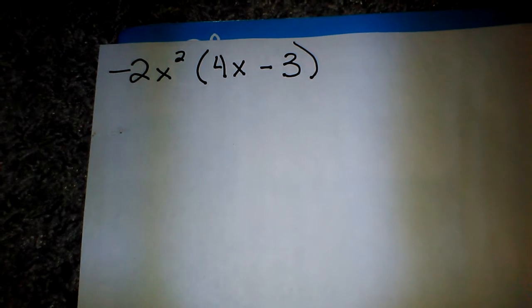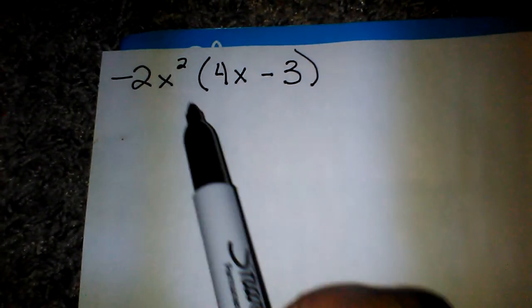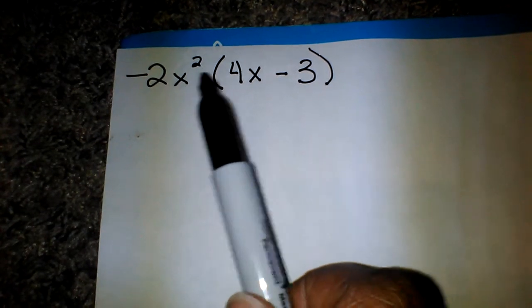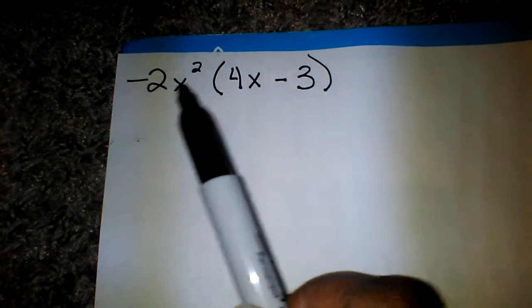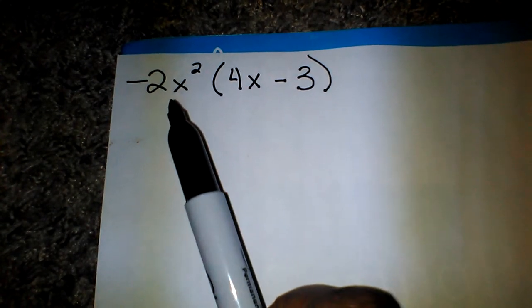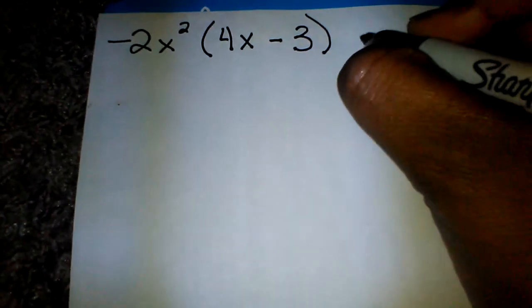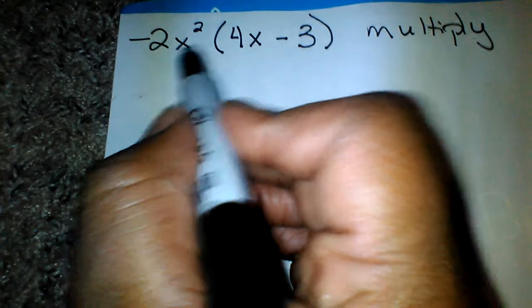Negative 2x squared times 4x minus 3. Now remember what we said. We know that this is times because there's no sign between this term and the parentheses. So this means that we're going to multiply what's outside by everything that's inside. And remember, in multiplying, we're going to take this whole term and multiply it by each one of these terms.